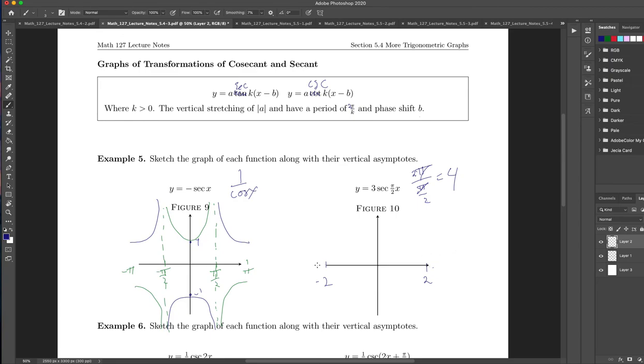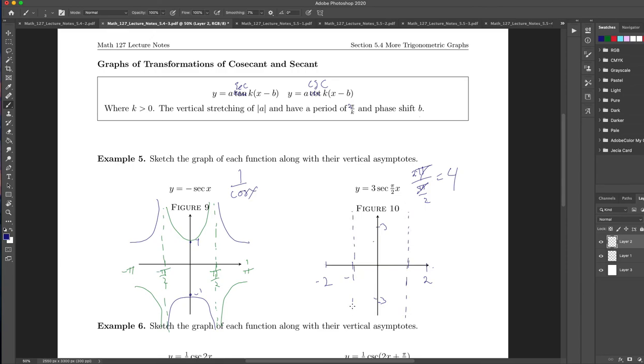Here we're just going to draw it in. Halfway, of course, would be negative 1 and 1. Here it's 3, so everywhere I see 1, I'm actually going to move it up 3. So this goes up to 3, and this goes down to minus 3. And these, of course, are my asymptotic lines. So we go ahead and put those in.